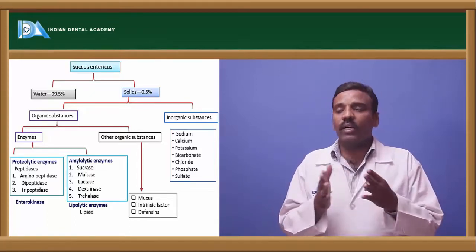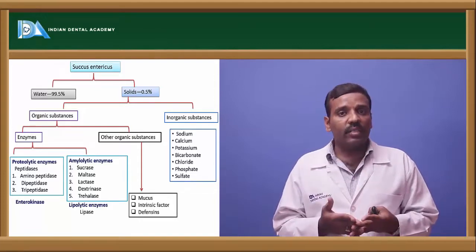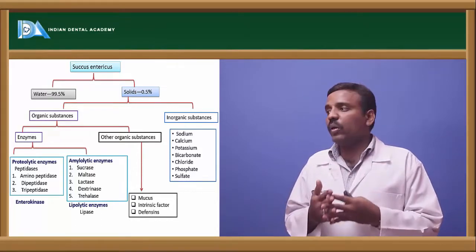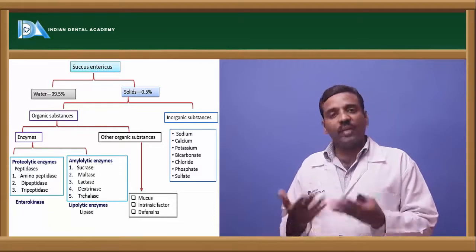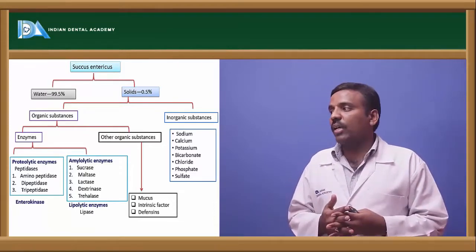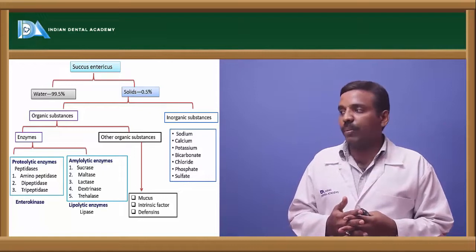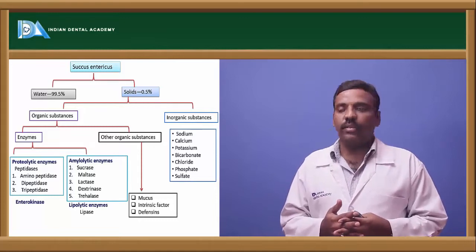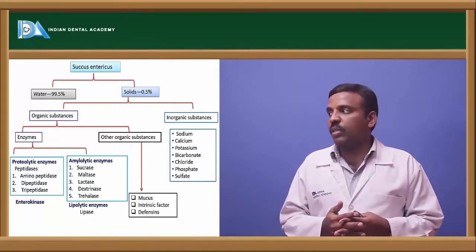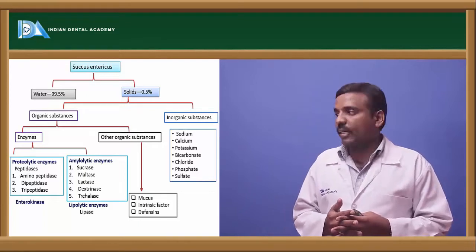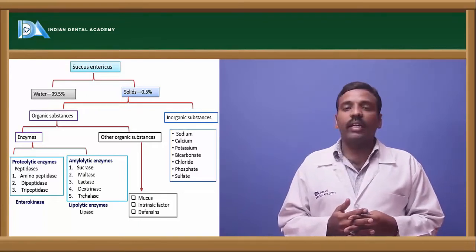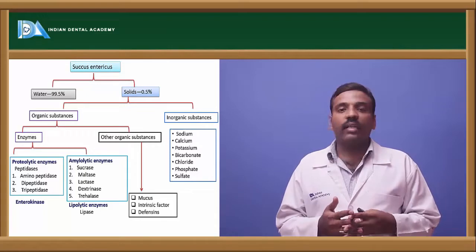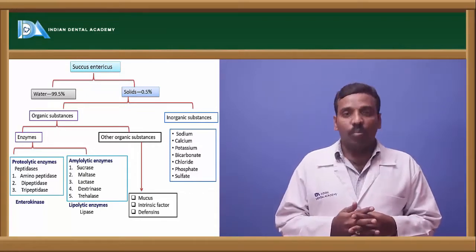The enzymes are divided into three types: proteolytic enzymes, amylolytic enzymes, and lipolytic enzymes. The proteolytic enzymes are the peptidases, all the groups are called peptidases, and among them are aminopeptidase, dipeptidase, and tripeptidase. The amylolytic enzymes are sucrase, maltase, galactase, lactase, dextrinase and trehalase. The lipolytic enzyme is lipase. And enterokinase is also one of the components.